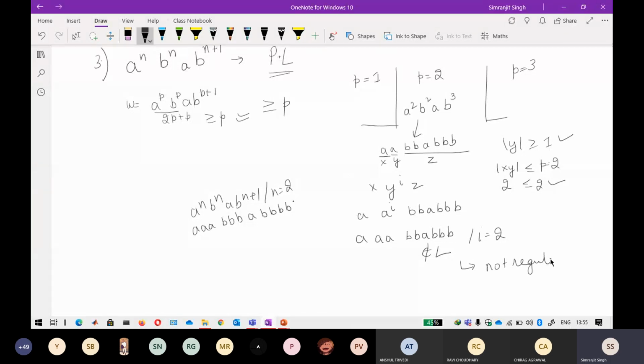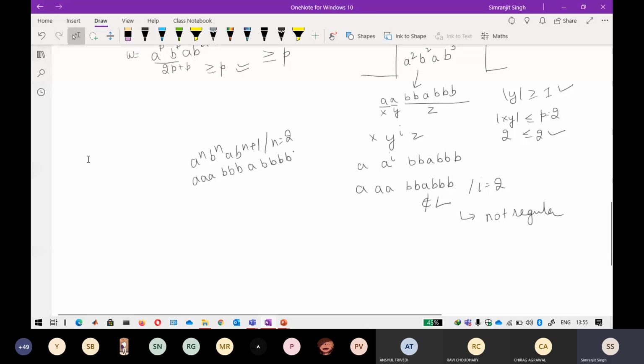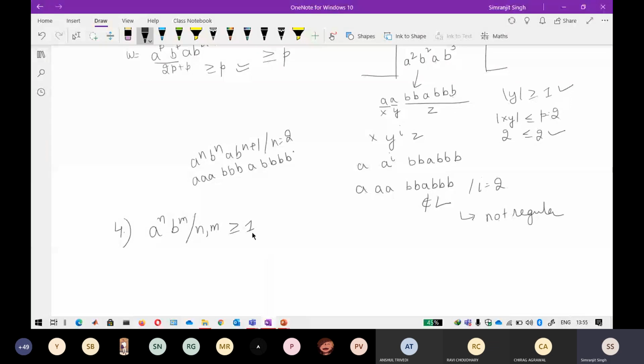Now mostly you have seen the pumping lemma come into play on non-regular languages, the languages that are not regular. But what happens if a language is regular? Then how do you apply the pumping lemma? Like if you see this one, a raised to power n, b raised to power n, where the value of n and m is greater than or equal to 1. Just apply this one if you can. Again, remember the procedure, and please apply it and show me the work that is available in the pumping lemma theorem.